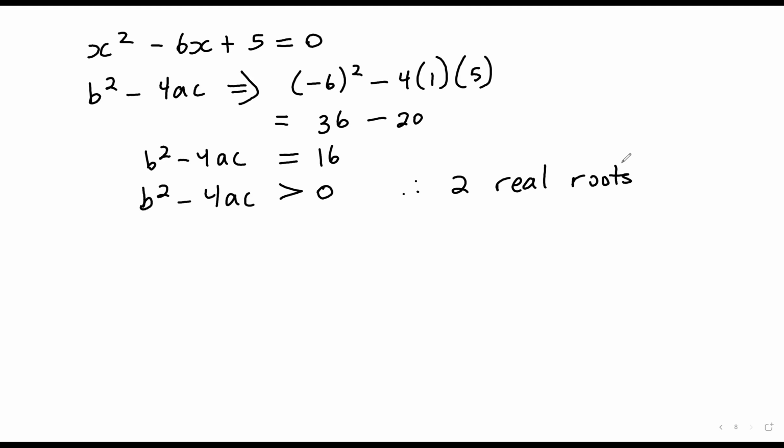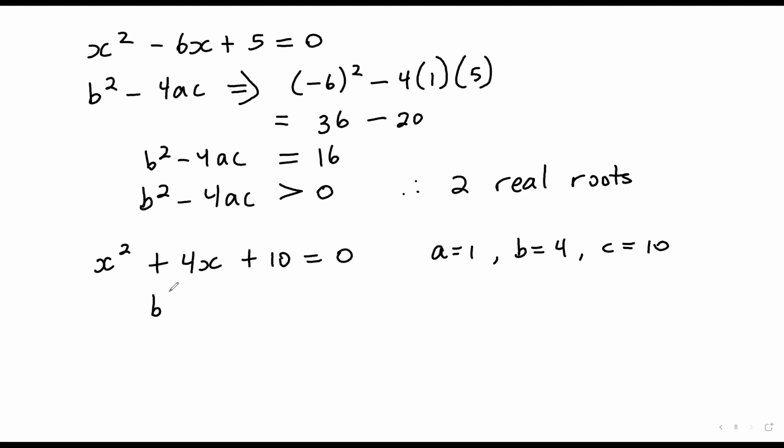Now, let's look at another one. Let's say we have a quadratic x squared plus 4x plus 10 is equal to 0. For this one, a is 1, that's the coefficient of x squared. b is 4 and c is 10. So b squared minus 4ac, let's see what it is.